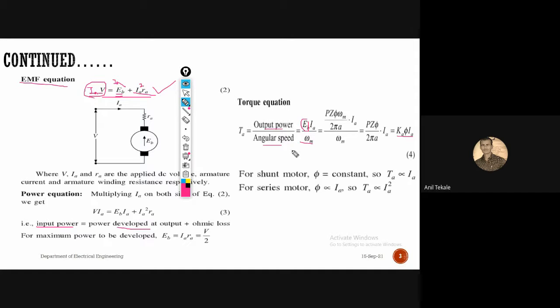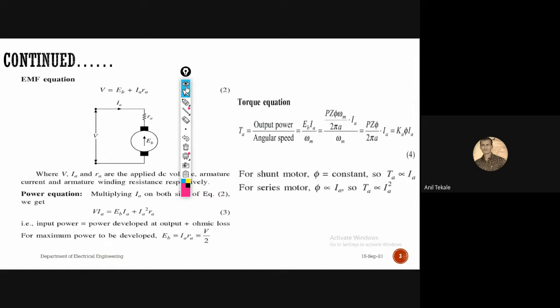From that equation we can understand that for the shunt motor our torque is directly proportional to the armature current. Why? Because our flux is constant. But in case of series motor, our flux is directly proportional to IA. So flux becomes IA, and with the other IA that becomes IA square. So you get the torque directly proportional to the square of armature current in case of a DC series motor. Okay, we are not going further into depth.